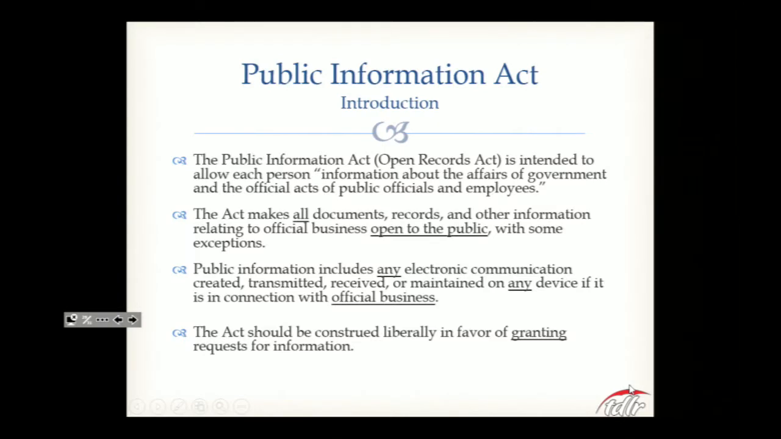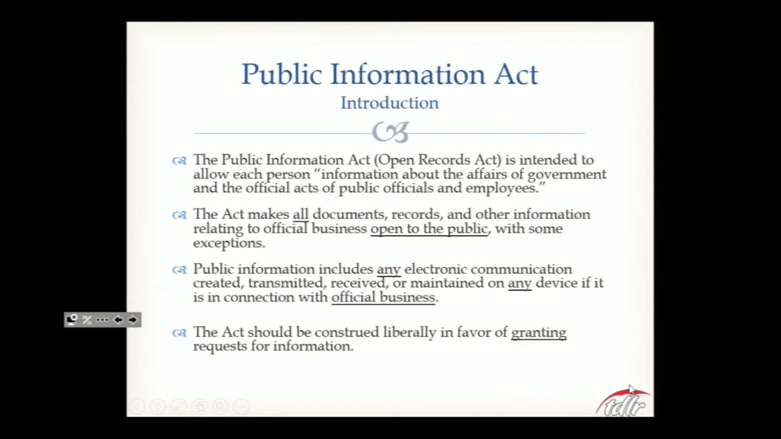And last, the Public Information Act, which you probably have heard referred to as the Open Records Act. And that's intended to allow every person to have information about the affairs of government and the official acts of public employees. And interestingly, this act makes all documents and other information relating to official business open to the public, with a few exceptions, attorney-client privilege probably being the one you're most familiar with.